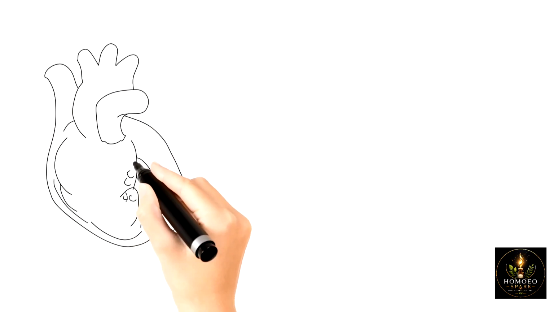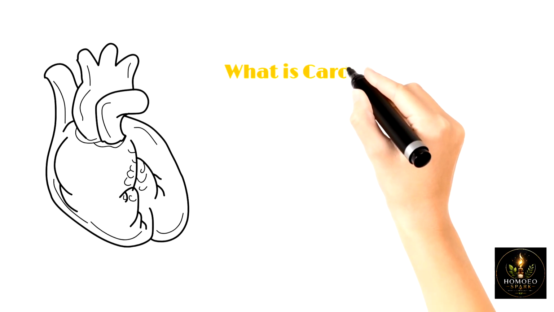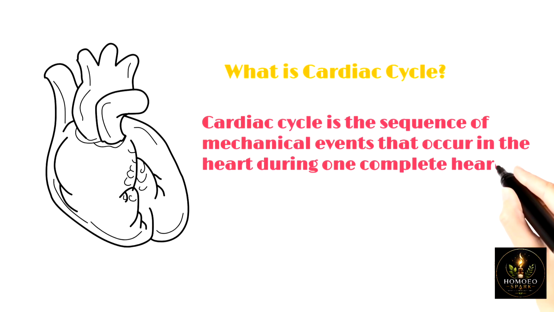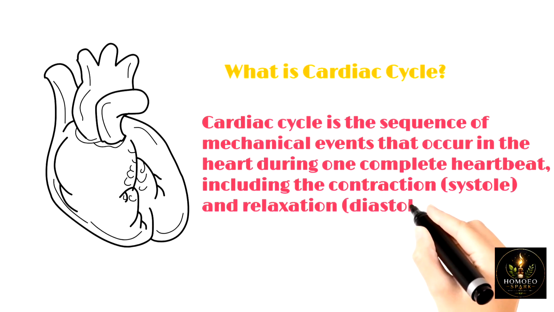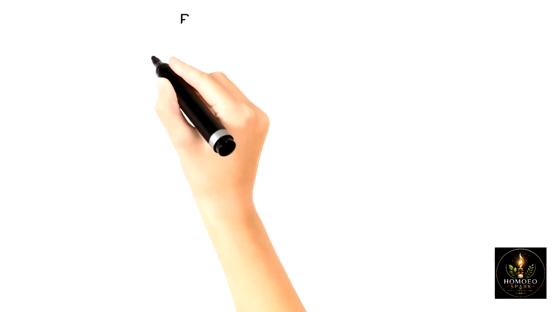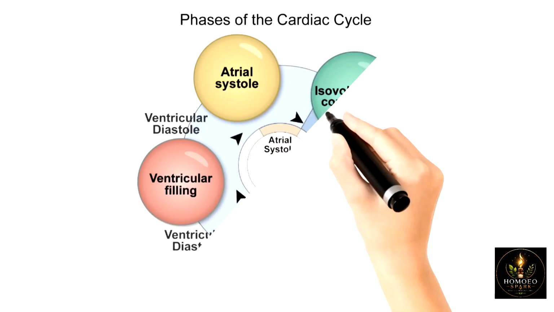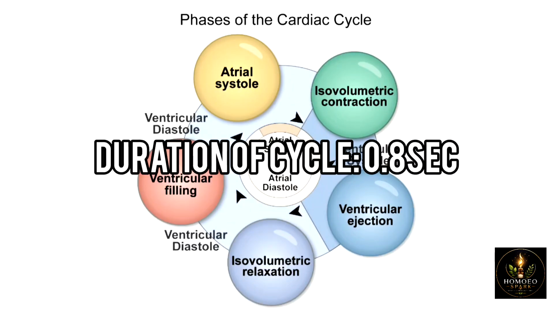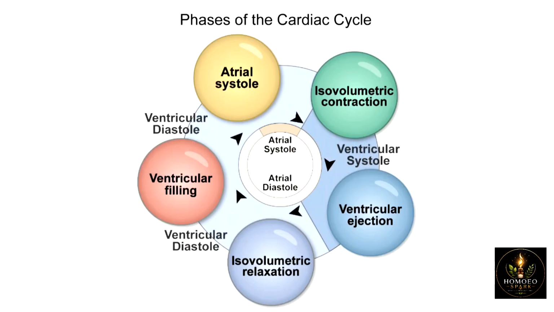What is cardiac cycle? Do you know about this? So the definition can be: the cardiac cycle is a sequence of electrical and mechanical events that occur in the heart during one heartbeat, from the beginning of one heartbeat to the beginning of the next. So this duration is 0.8 seconds. So what are the phases of cardiac cycle we are going to see in this video?